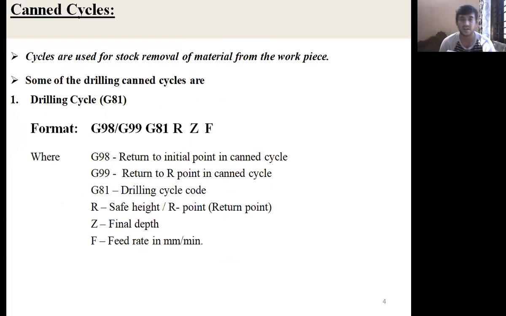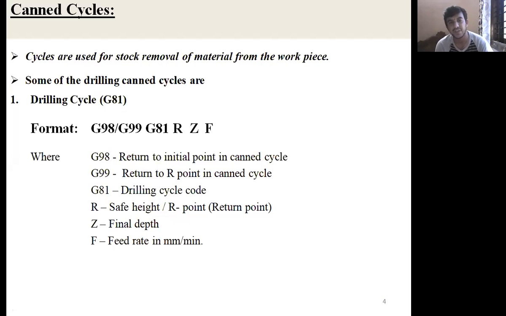Okay. And also last class we discussed the cycles. Cycles means whenever repetitive operations are there, then you call a cycle. What type of cycles are here? Canned cycles. The canned cycles are used for stock removal of material from the workpieces. Right? Drilling cycles start from G80 to G86. G80 is nothing but cancel the canned cycle. We start from G81.